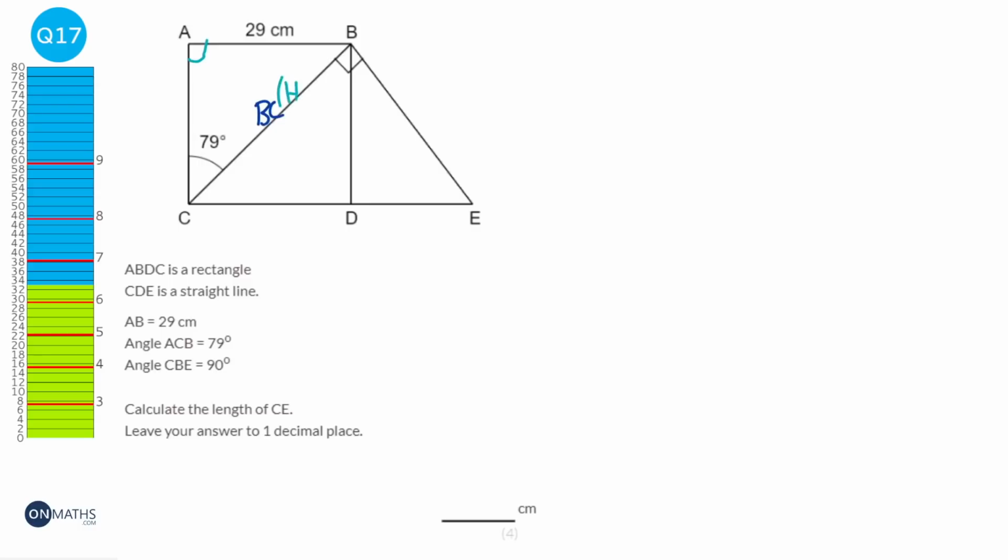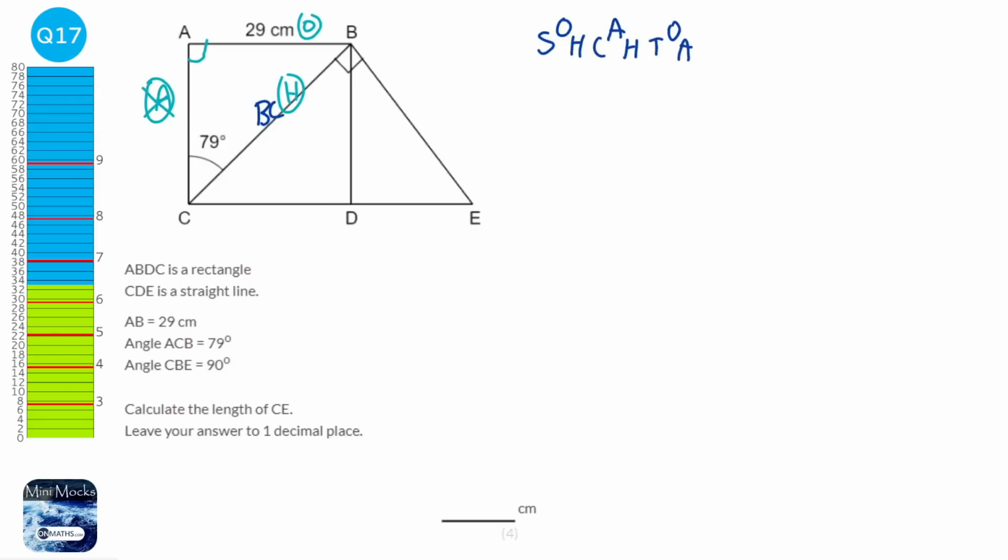So BC is the hypotenuse, the opposite here and adjacent here. We're not using the adjacent. So we're going to just do our SOHCAHTOA, and we've crossed out the A, so we cross out these two. So it's going to be sine. So we know that sine 79 equals the opposite, which is 29 over the BC.